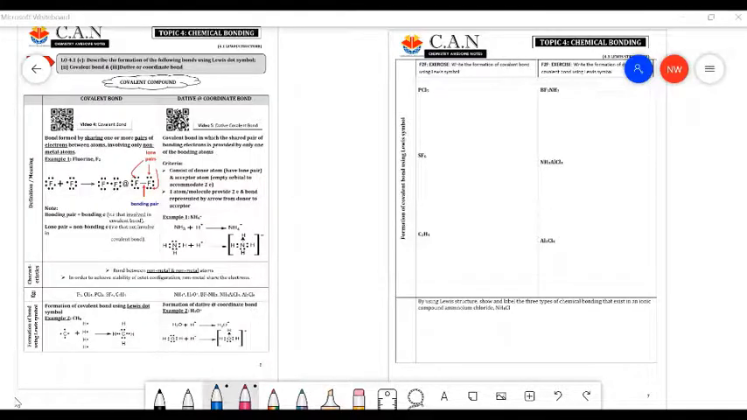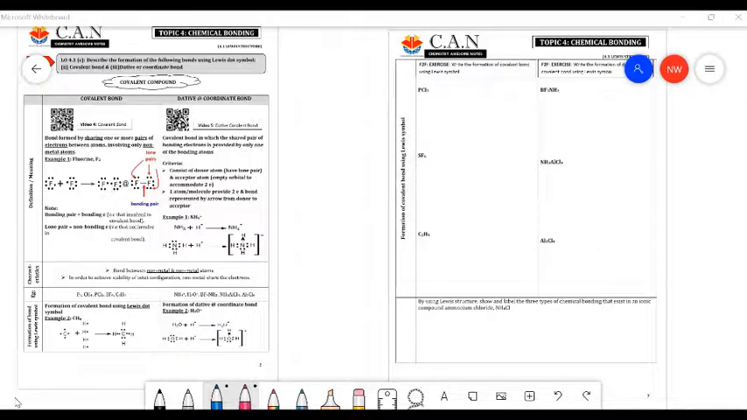So, let's see dative covalent bond or dative coordinate bond. Dative covalent bond or coordinate bond. Okay. So, a covalent bond in which the shared pair of bonding electrons is provided by only one of the bonding atoms. As I told you before, unequal sharing. It means only one atom contributes. The other atom doesn't contribute. You share, but I don't share.